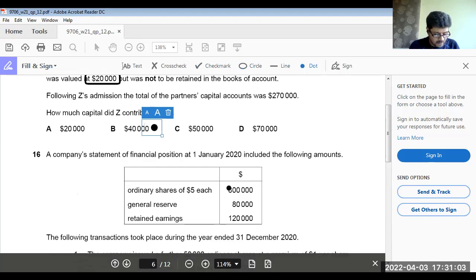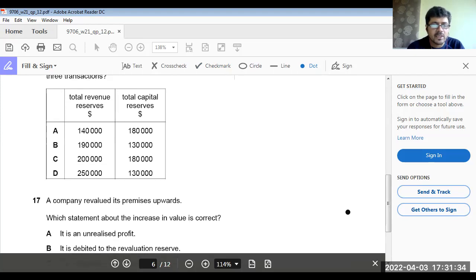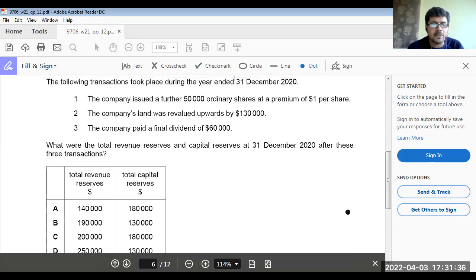Okay, now come to question number 16. A company's statement of financial position at 1st January 2020 includes the following amounts: ordinary shares of $5, 800,000, general reserve 80,000, retained earnings 120,000. The following transactions took place during the year ended 31st December 2020. The company issued a further 50,000 ordinary shares at a premium of $1 per share. The company's land was revalued upward by 130,000, appreciated. The company paid a final dividend of 60,000. What were the total revenue and capital reserves at 31st December 2020?